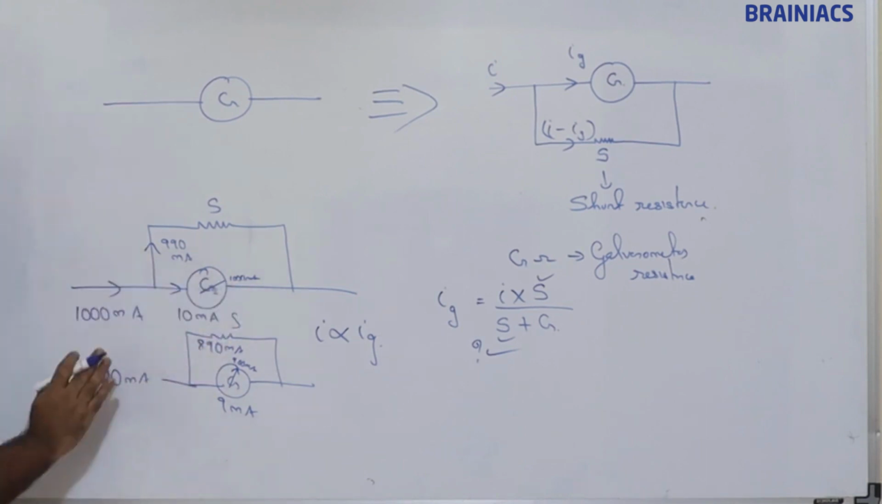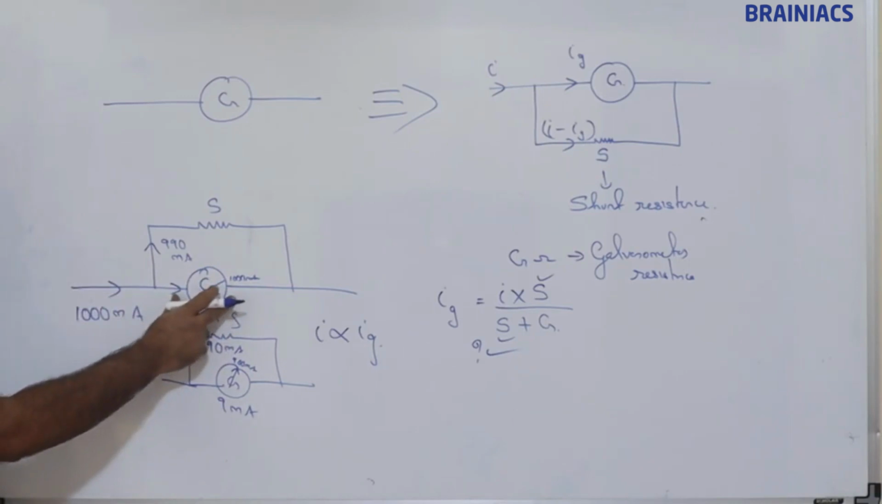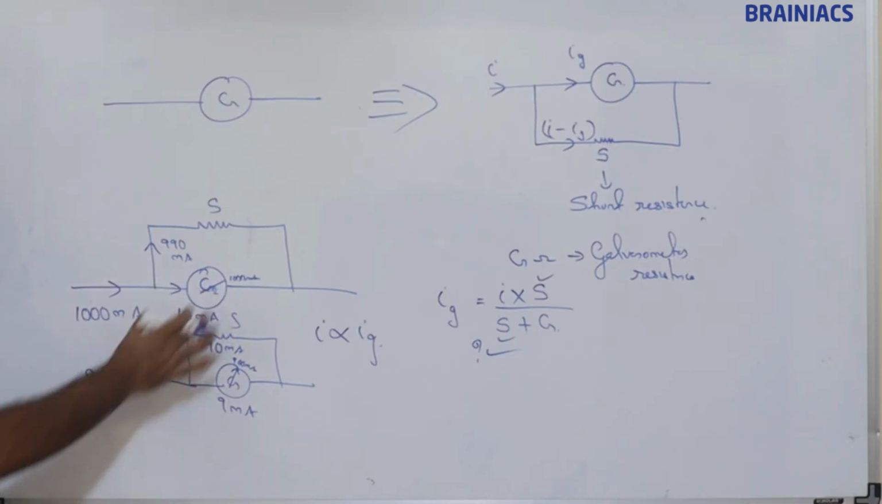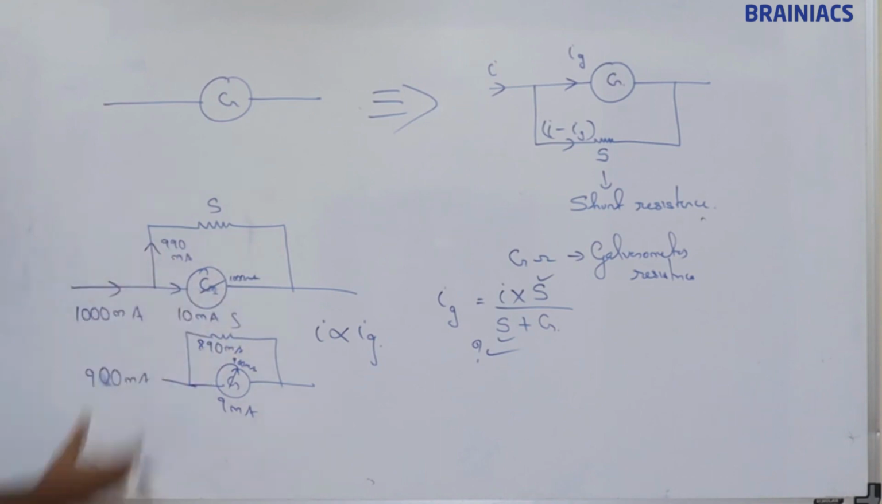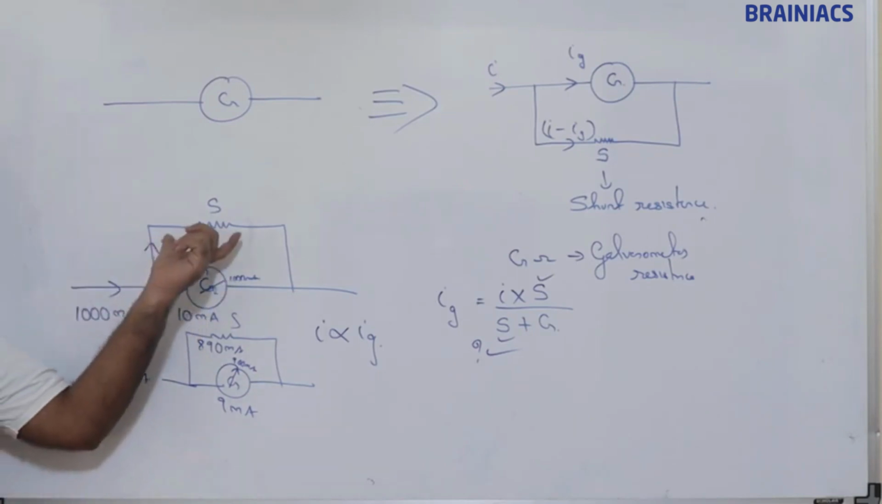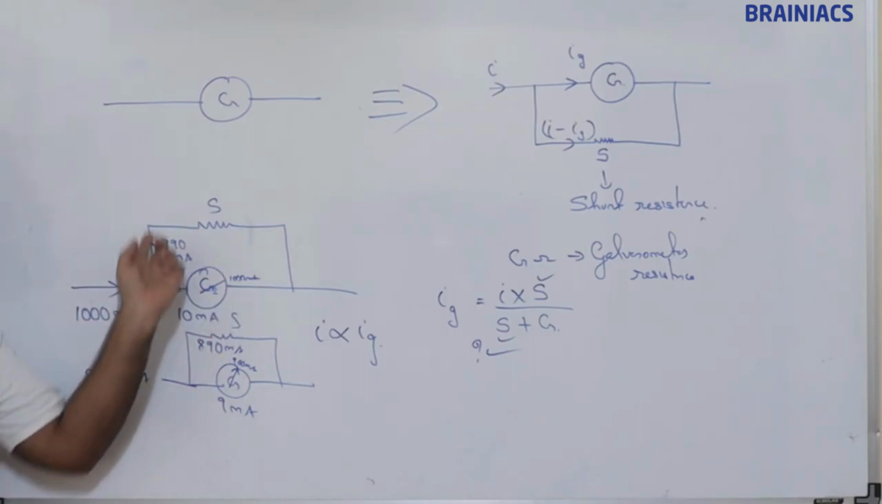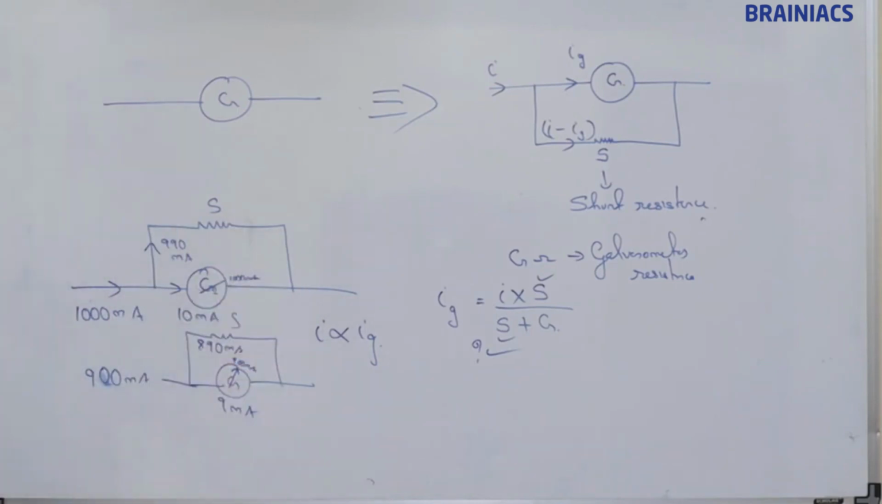If more current comes here, more current will be going through this galvanometer. Obviously there is a maximum limit. If this current is less, less current will pass through; if this current is more, more current will pass. We won't pass current beyond the limit, otherwise the galvanometer will be damaged. But in order to reduce the damage and to measure maximum current, we have connected a shunt resistance also here.